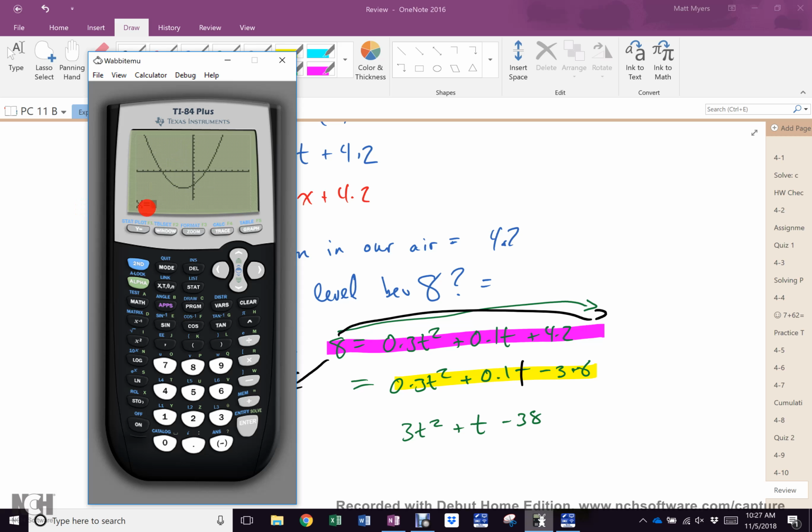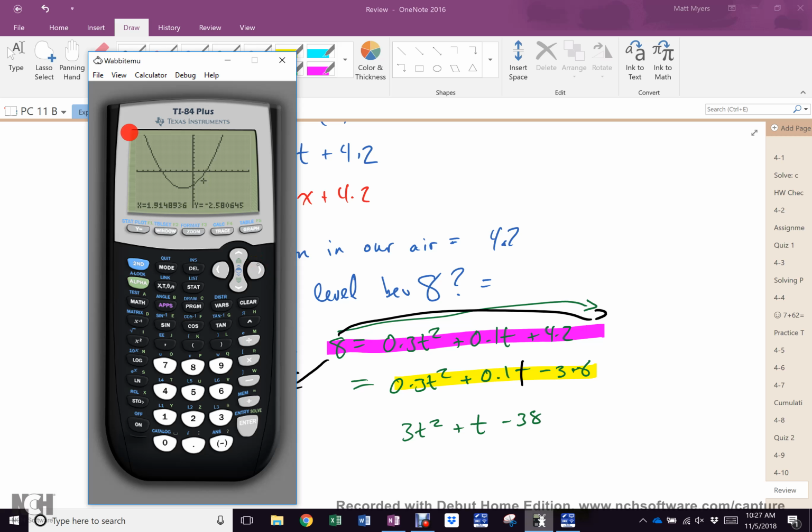What happens if I push value? It gives me an x. Am I looking for an x? What am I looking for? A y. Could I use this, though, if I were guessing? Watch what happens. What if I put in 1 year from now when x is 1? Enter. Oh, the levels would be negative 2.5. Does that help us? What do I want? I'm looking for a level of what? 8. Can I use my cursor keys?